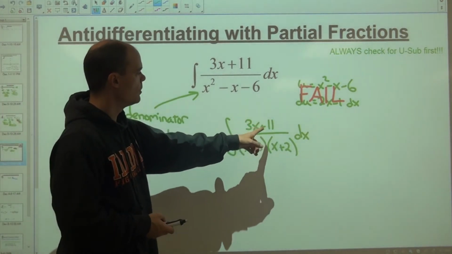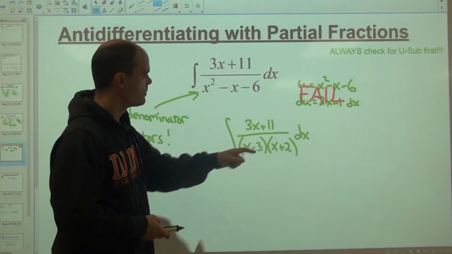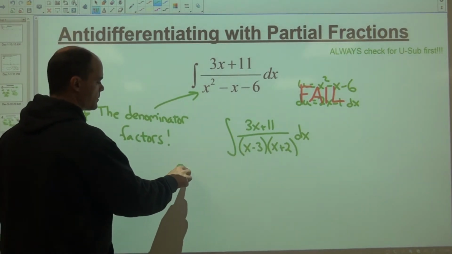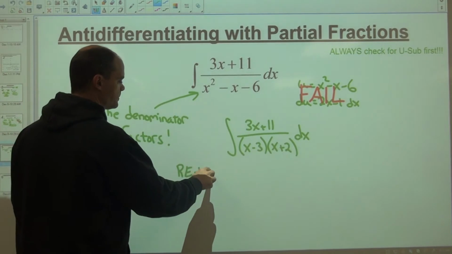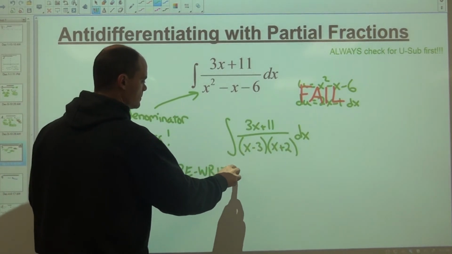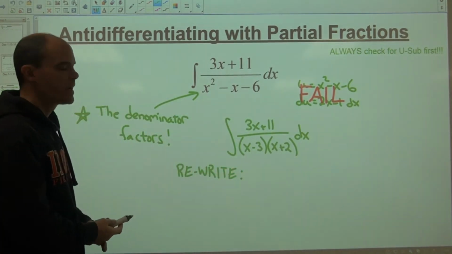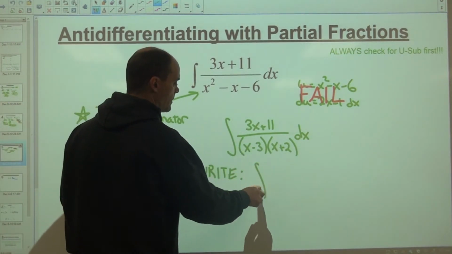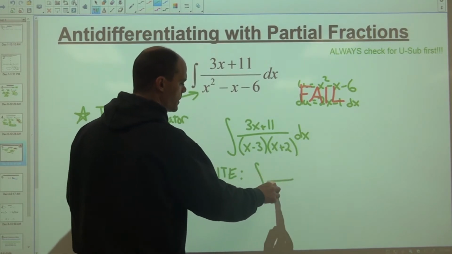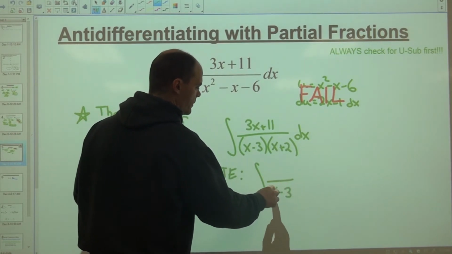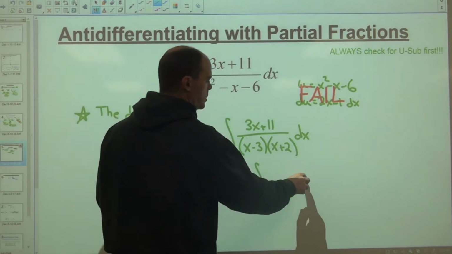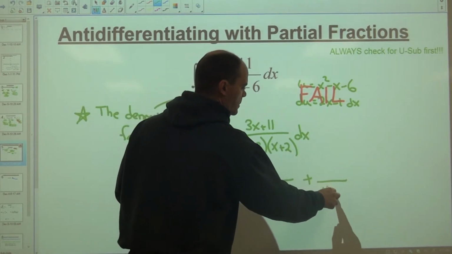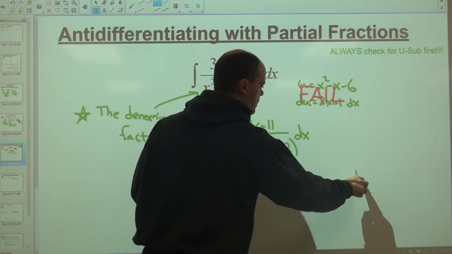And now what is our goal? We don't want this. We don't want a product. What we want to be able to do is rewrite this as two separate fractions. What I want is something over x minus 3 plus a different something over x plus 2. This is what we want.